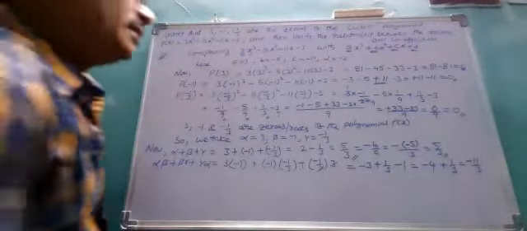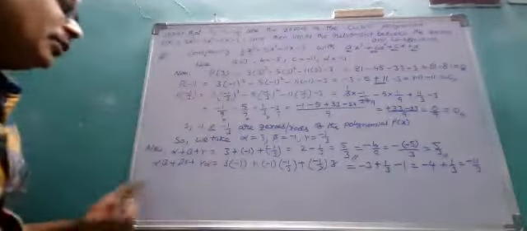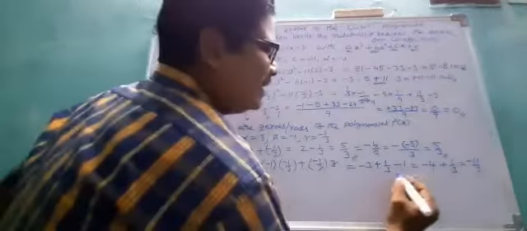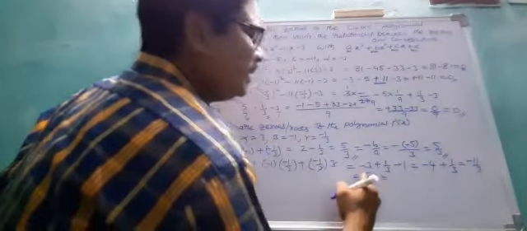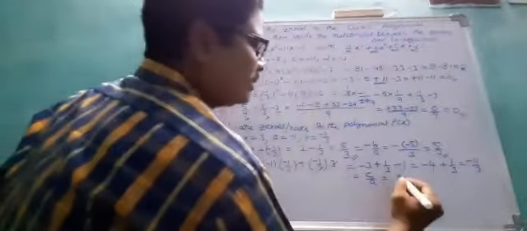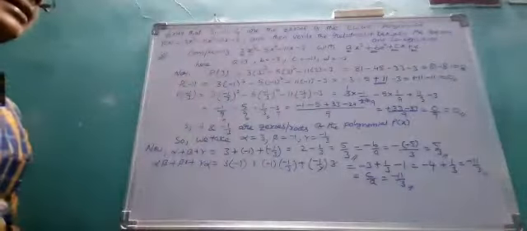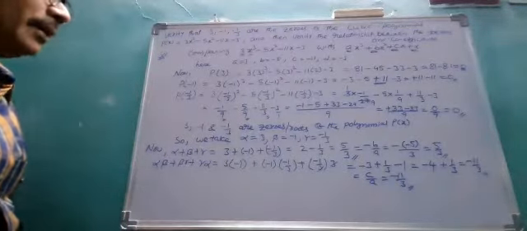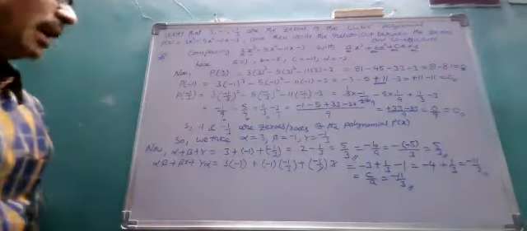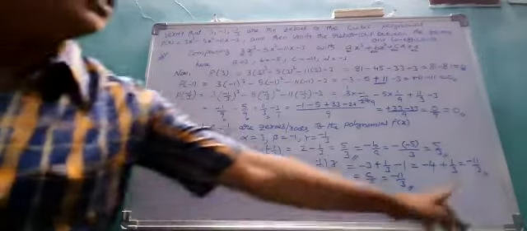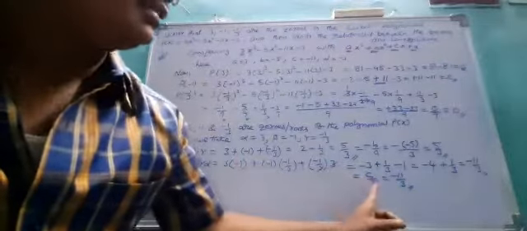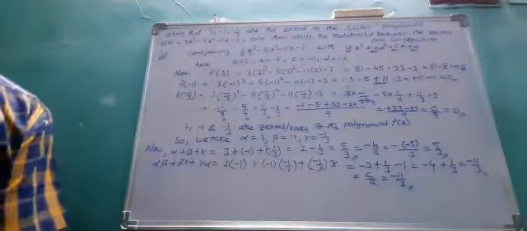Okay, now we verify it. Already you know the relation between zeros and the coefficients, that is c by a. Here c equal to minus 11 and a equal to 3. You get the same answer. That means alpha beta plus beta gamma plus gamma alpha equals minus 11 by 3. With the help of the zeros and with the help of the coefficients we got the same answer.